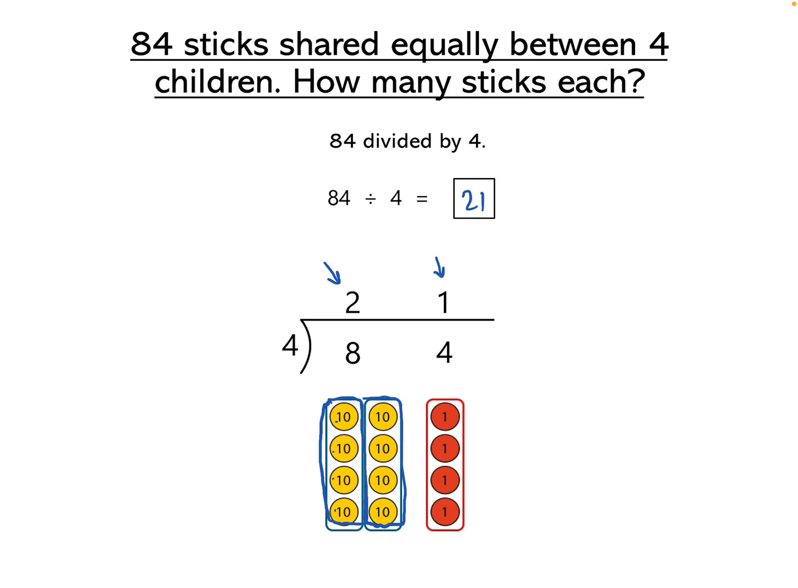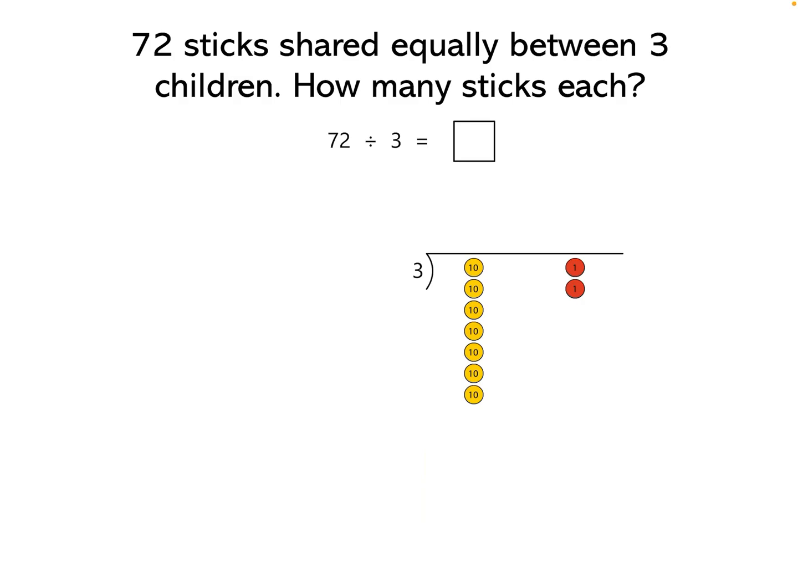This is what we were learning about last week. We can use our multiplication tables. 2 times 4 is 8. So that means 8 divided by 4 must equal 2. Or 8 tens divided by 4 equals 2 tens. I hope that's clear.